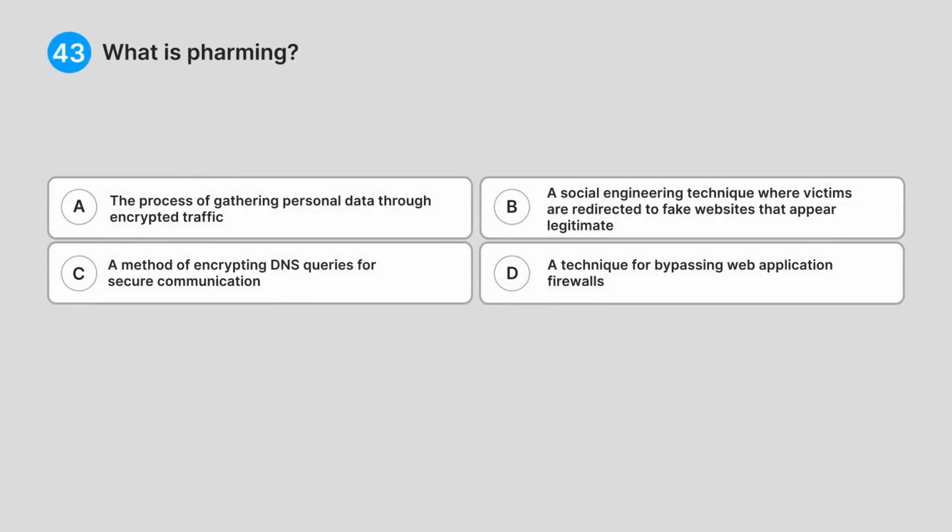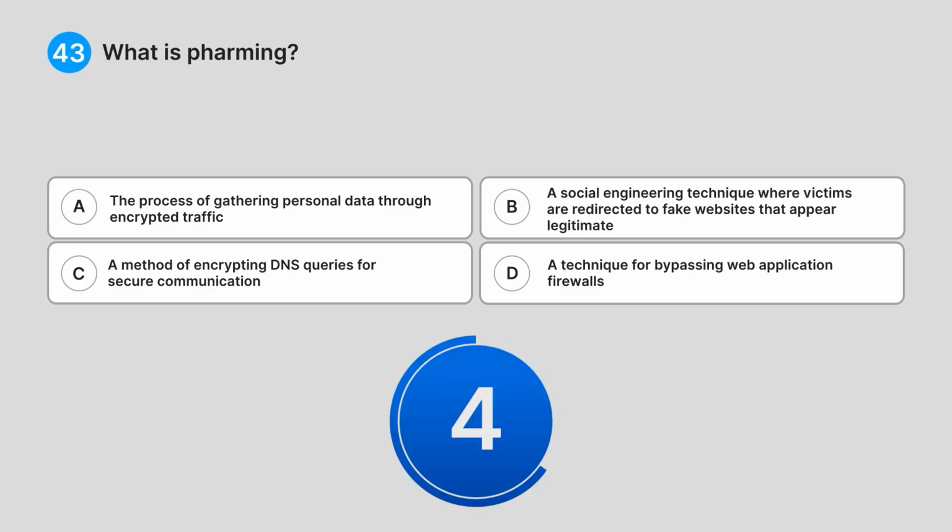43. What is pharming? A. The process of gathering personal data through encrypted traffic. B. A social engineering technique where victims are redirected to fake websites that appear legitimate. C. A method of encrypting DNS queries for secure communication. D. A technique for bypassing web application firewalls. Can you guess the answer?